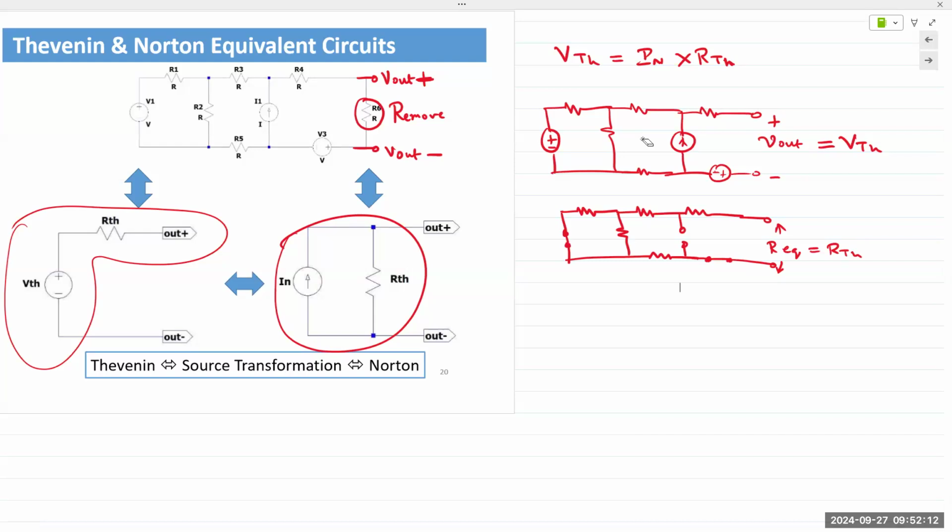Okay. Does it ring a bell? 2 bells, 3 bells.